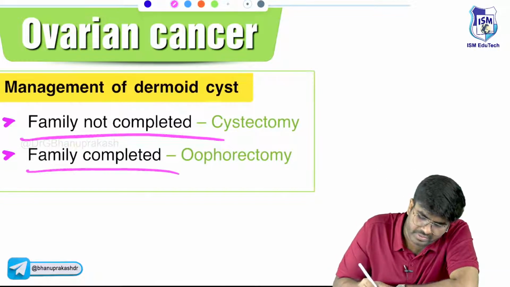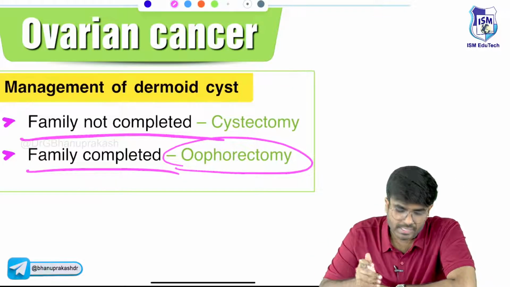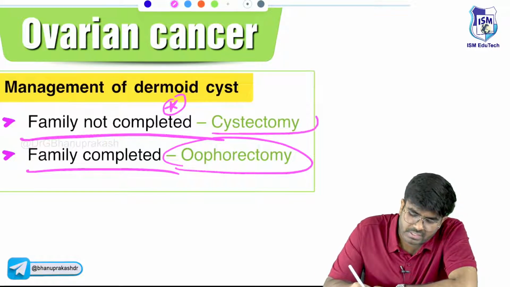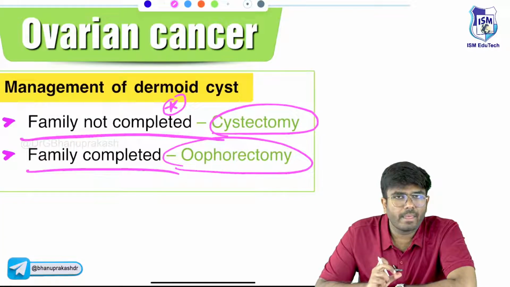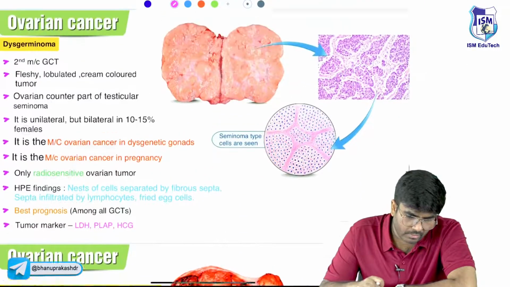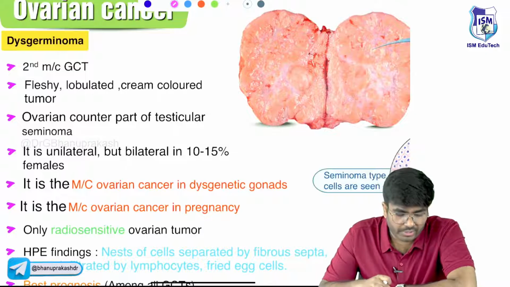Okay, if her family is completed, do oophorectomy, remove the ovaries. If her family is not completed, just do cystectomy, remove the cyst. Okay, done. Now, the next condition which I am going to discuss is called dysgerminoma.